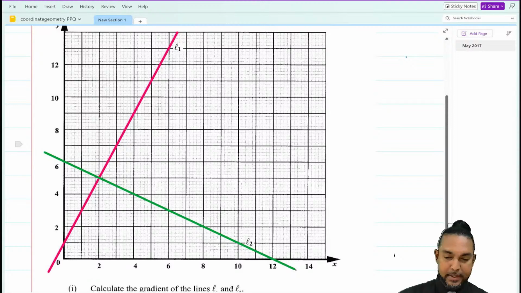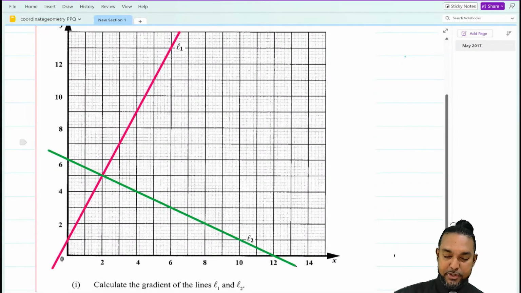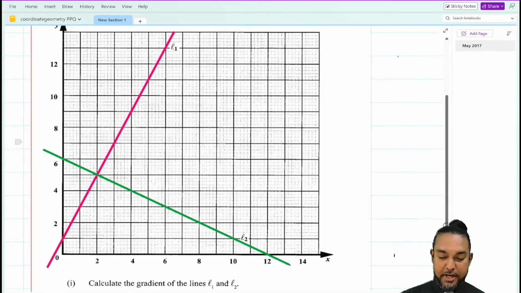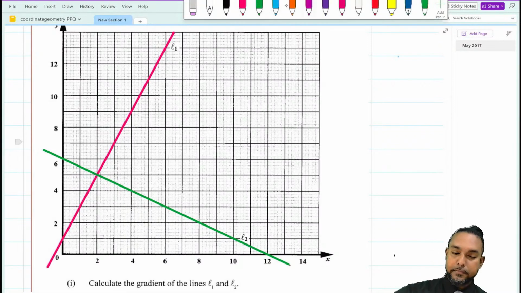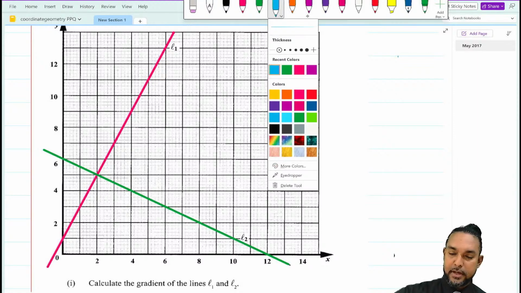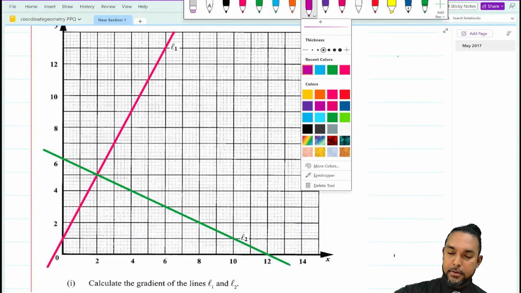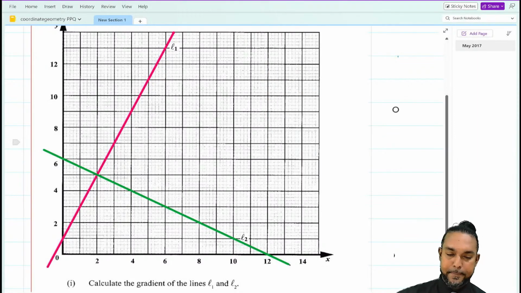Right. Okay. So we have this pink line and this green line. So the first thing they want is calculate the gradient of each of the lines, L1 and L2. All right. Now, let's get a different color, right? Yeah, let's do that. Right.